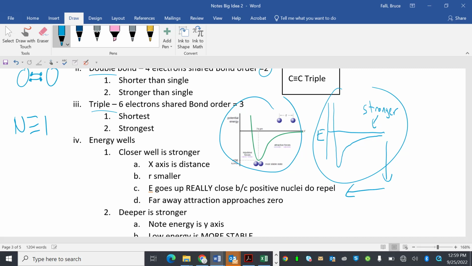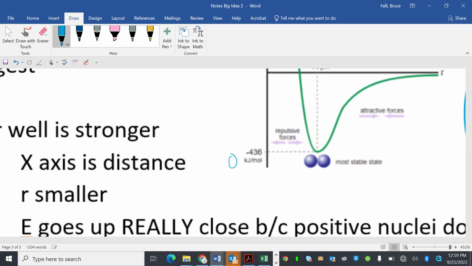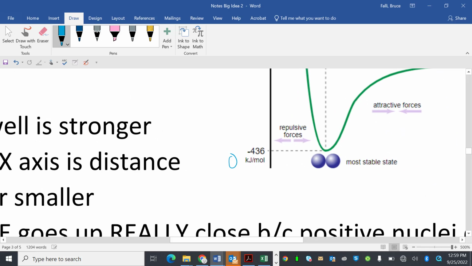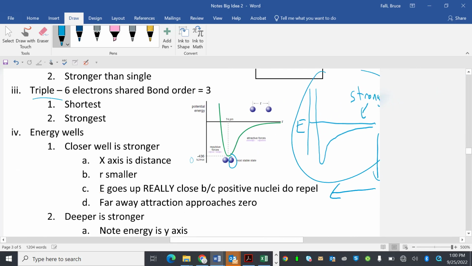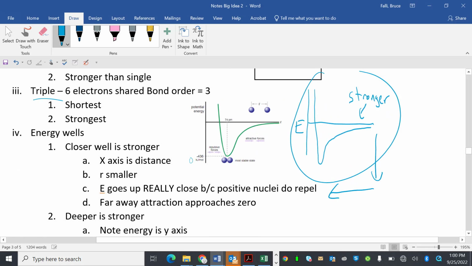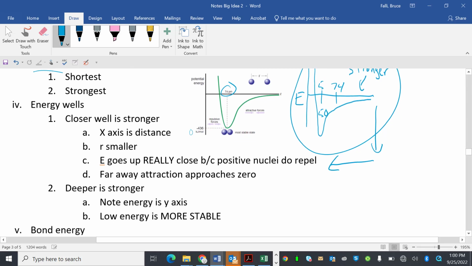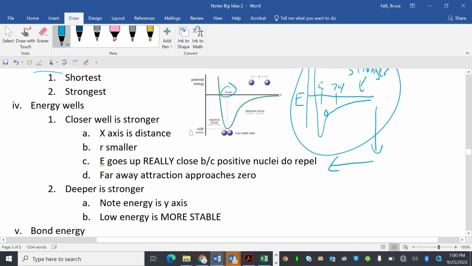Notice how this is negative 436. Negative 436. Okay. And then this one would be stronger because it's lower. It releases more energy. Okay. So the x-axis is the distance. See how this is 74? This one, 74 might be here for picometers. This might be 50. The radius is smaller, so the x is distance. And notice how distance and radius are the same.